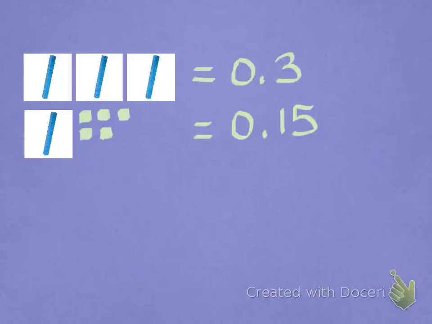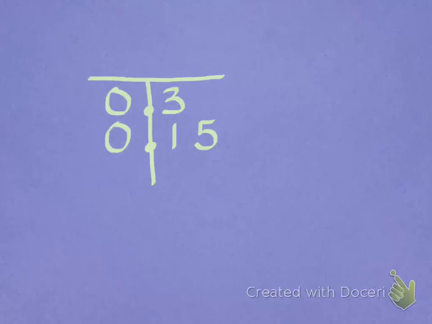If we model with base 10 blocks, my 0 and 3/10 would look like the picture at the top. And my 0 and 15/100 would look like my picture at the bottom. Now looking at those two pictures, I can definitely tell that 0 and 3/10 is larger than 0 and 15/100. I can also use a T-chart to compare those two decimals.